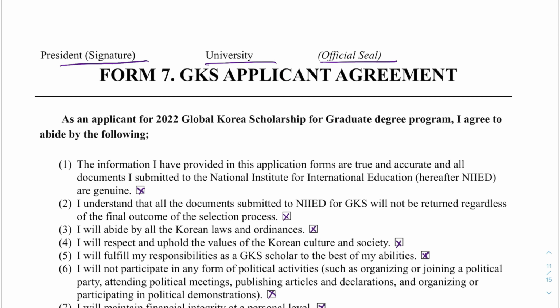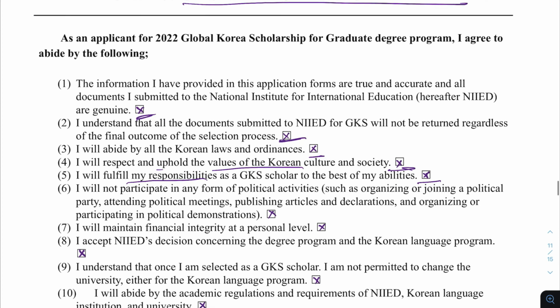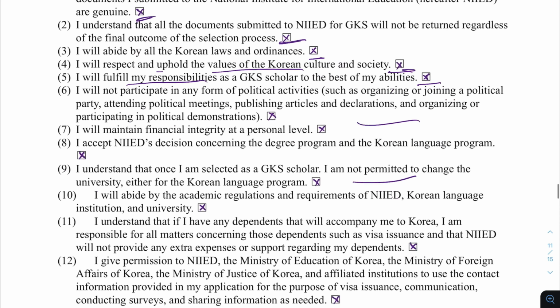The next is the GKS application agreement. So here the agreements are like, you can read that the information I have provided in the application form is true and accurate. Yes. Then I understand all the documents submitted to NIIED. Yes. You can read it and go through it and then put the cross mark.